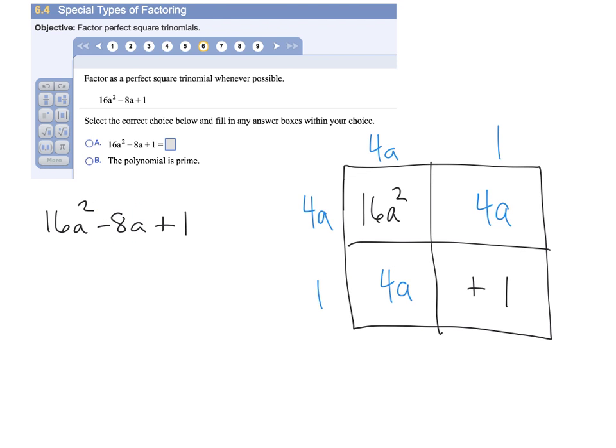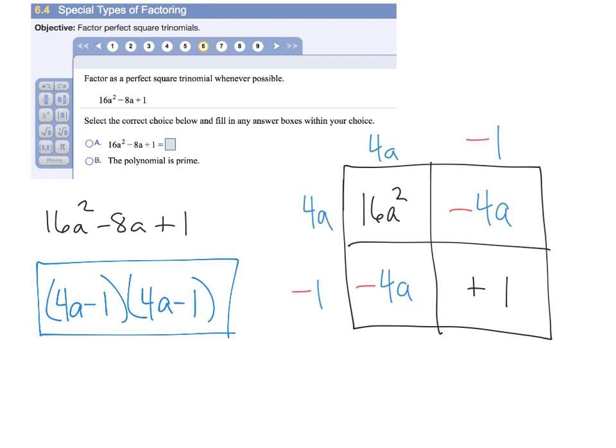But here's the kicker. When we combine these terms, we want the answer to be negative 8a, which means both of these need to be negative 4a's, which means this one needs to be a negative 1, and this one needs to be a negative 1, because that's how you're going to get those answers. And sure enough, negative 1 times negative 1 gives us the positive 1. And so our factors are 4a minus 1 times 4a minus 1.